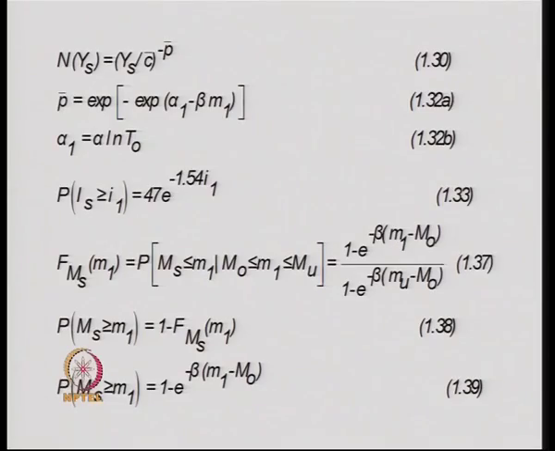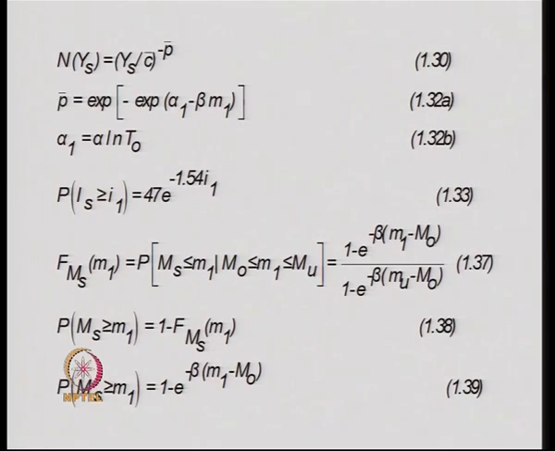The first equation talks of the annual occurrence of a particular event, that is, the number of earthquakes of a certain magnitude or peak ground acceleration exceeding a value of ys. So, ys in general indicates an earthquake measurement parameter. Let us say it is peak ground acceleration for our problem.